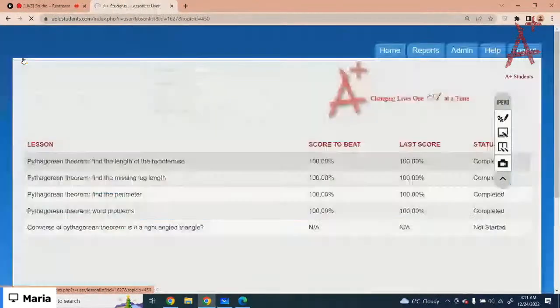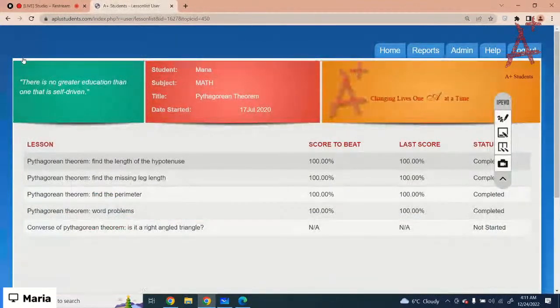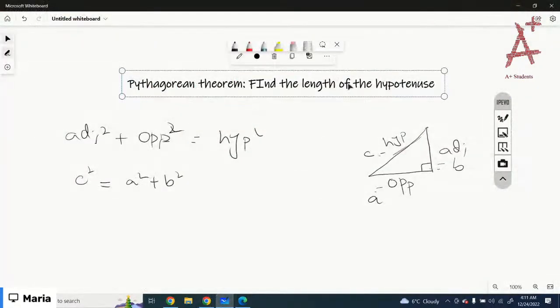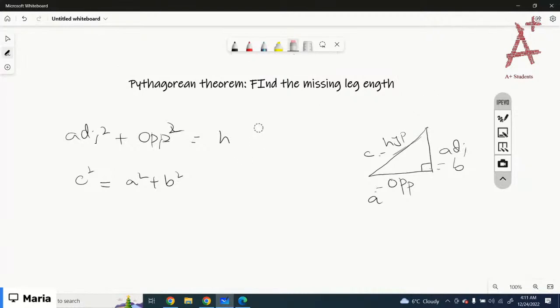Got it? The next lesson is Pythagorean theorem. Find the missing leg length. We have to find the missing leg length. Let me just write down the lesson name. Find the missing leg length. Okay, let's just start with the new lesson.